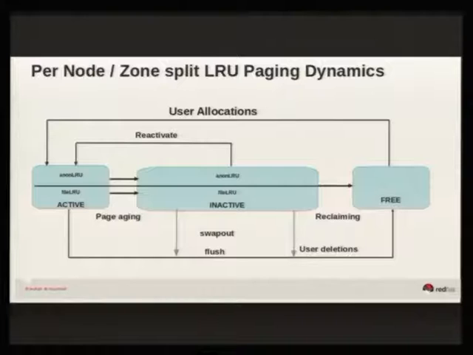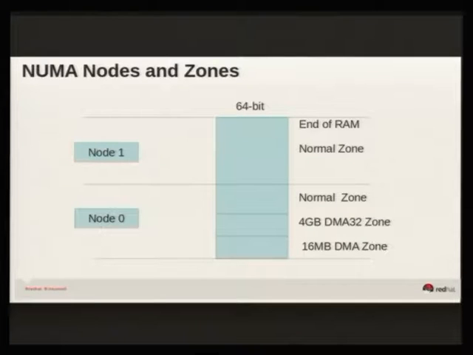So what this implies is that the kswapd that runs on, say, node 0 is going to have to deal with 3 zones, where the kswapd that runs on nodes 1 through n-1, where n is the number of nodes, only has to deal with the normal zone.